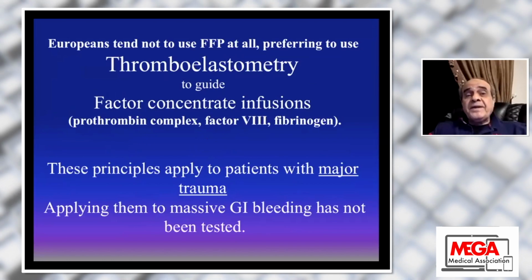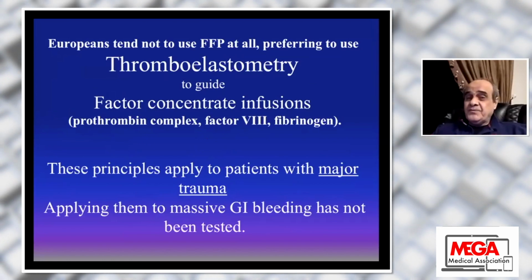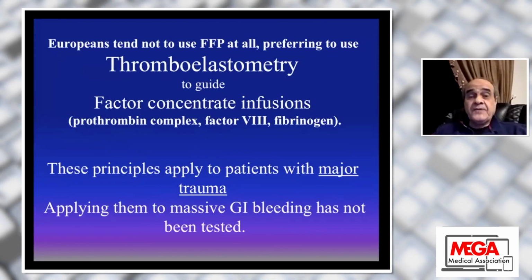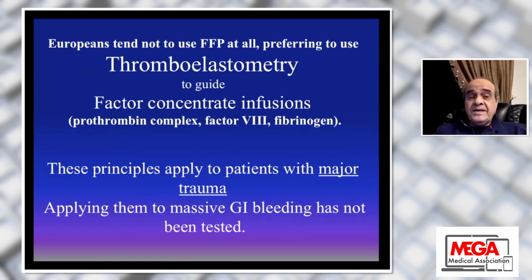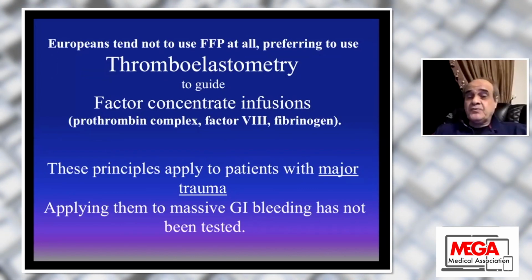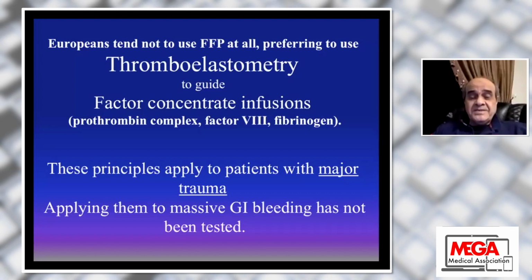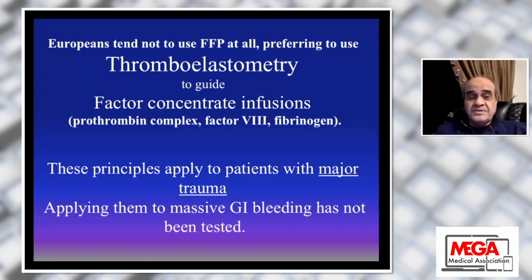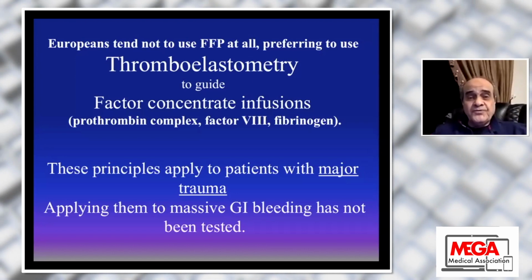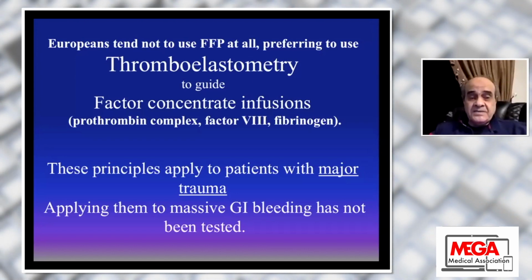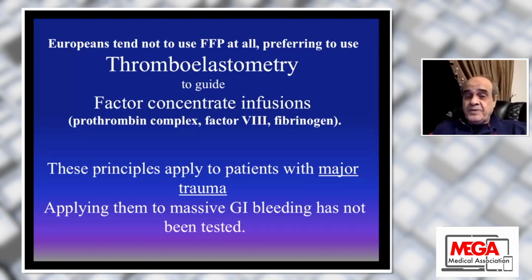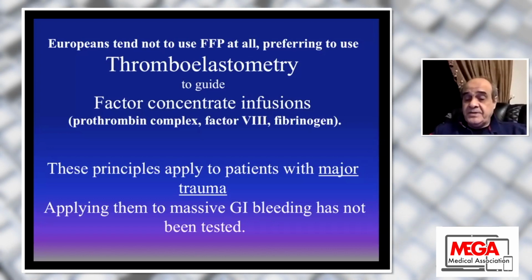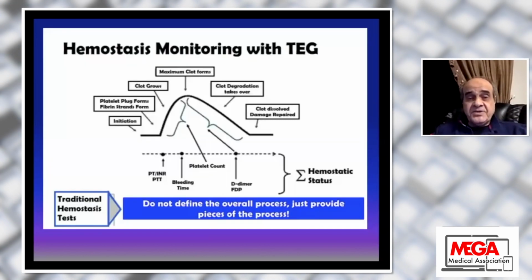Europeans now do not use fresh frozen plasma at all, preferring thromboelastometry to guide factor concentrate infusion, like prothrombin complex, factor 8 and fibrinogen. They depend on the individual factors. For the deficient factor, they give that deficient factor, not fresh frozen plasma as a whole. These principles apply to patients with trauma. Applying them to massive gastrointestinal bleeding may be under investigation, and mostly agreed.